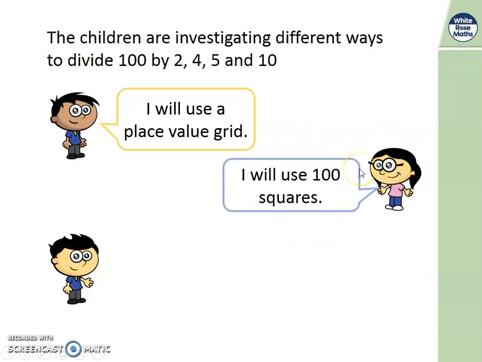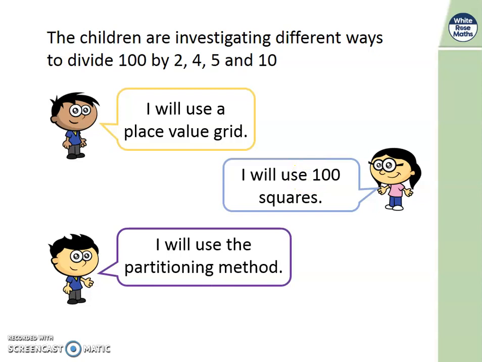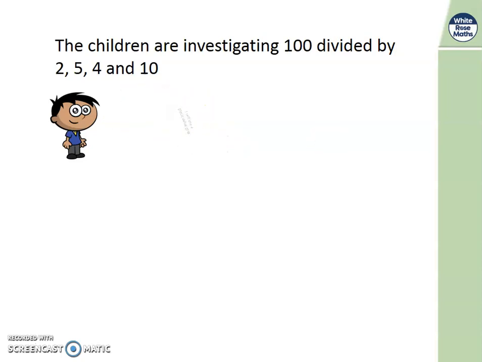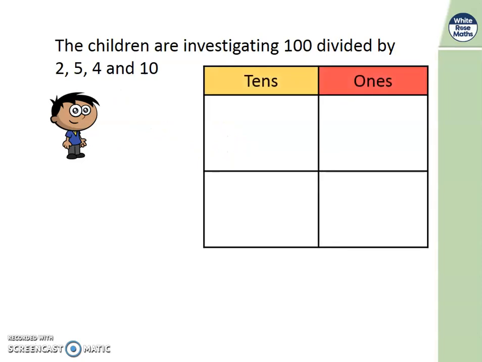Annie's going to use a 100 square, and she's going to try cutting it or folding it to make it into equal parts. Lastly, Jack is going to use the partitioning method that we used at the beginning of the lesson. The children are investigating 100 and dividing it into 2, 5, 4 and 10. So here's Amir, and he wants to use a place value grid. He's going to split that down into 10s and 1s.